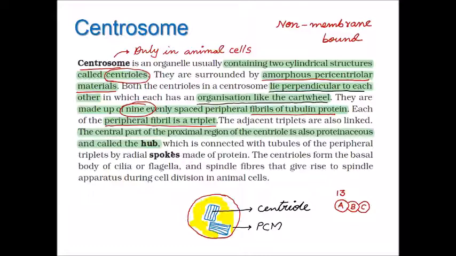Similar to cilia and flagella, where the doublets were linked, in this case also the adjacent triplets are linked. The central part of the proximal region of the centriole is also proteinaceous and is called the hub. If you remember, the structure of cilia and flagella had two microtubules in the center, which we call central microtubules, and 9 doublets in the peripheral region. It was somewhat like this. So 9 of them were there.